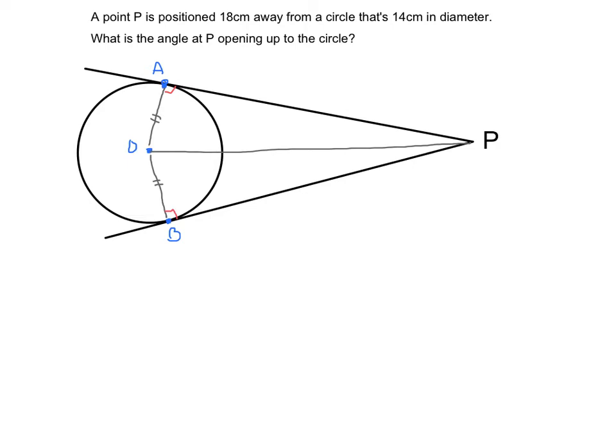The circle's diameter is 14 centimeters. So each of the radius, that's going to have to be 7. That's 7, that's 7, and that one there, that's also going to be 7. Now the other thing in there is that the point P is 18 centimeters away from the circle. Now the only meaningful way to talk about that is that that's going to be this distance here. That's going to have to be 18.